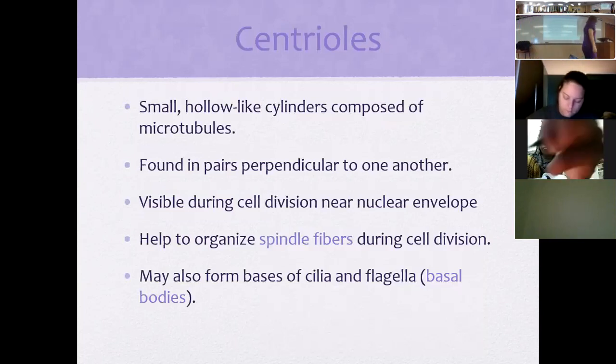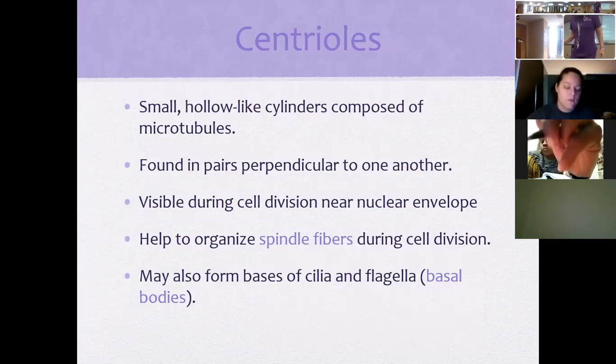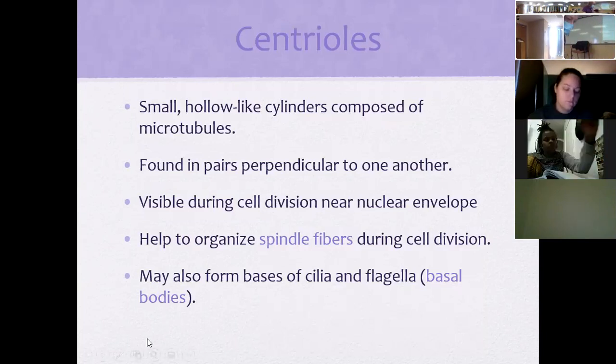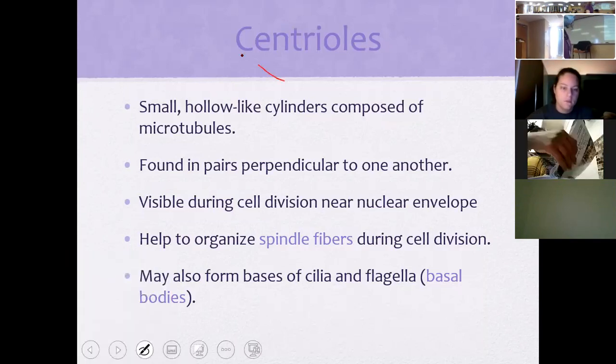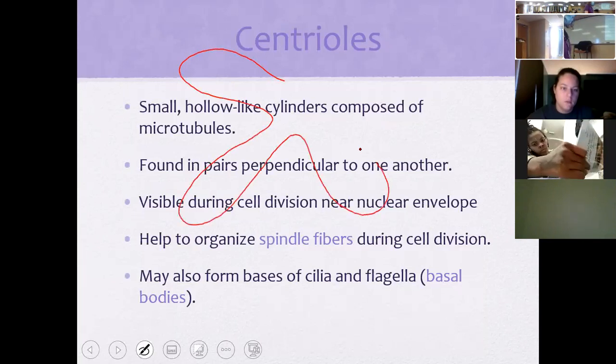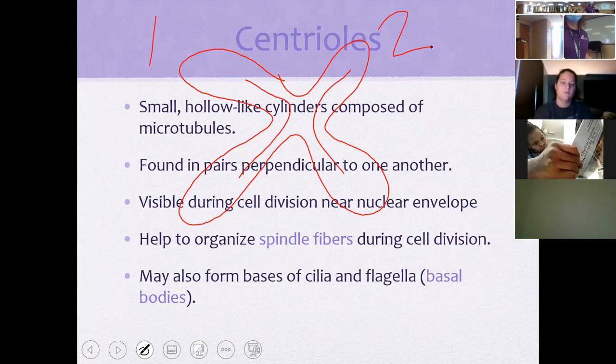Centrioles. This is going to be an important one when we get into mitosis. Because essentially what happens is, when we're getting into mitosis, I have 2 exact copies of DNA. Here's 1 copy, here's 2 copies. This is called a chromosome. But I want one of these copies to go to one cell, and I want this other copy to go to a second cell because I'm replicating. How do I pull this apart?